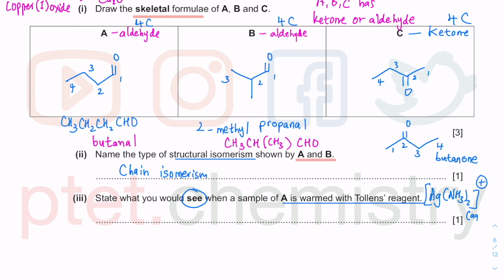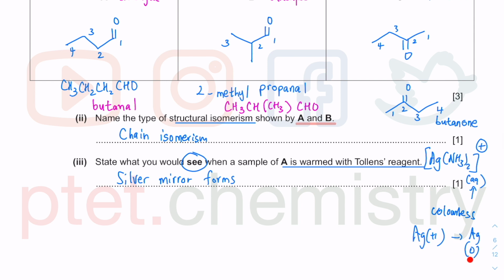So this is aqueous, this is a colorless solution. If A contains aldehyde, aldehyde can be oxidized by Tollens, and then this silver plus 1 will go to silver 0, and you will see a silver mirror or silver precipitate forming. Typically the best result that you will see is a silver mirror, but sometimes you can get a gray precipitate or a gray solid forming. There's also a result of the silver atoms getting formed without forming the silver mirror, because of experimental issues, sometimes you don't get a perfect silver mirror.